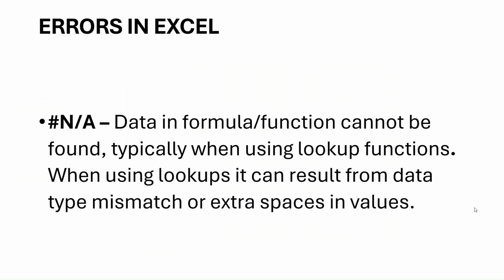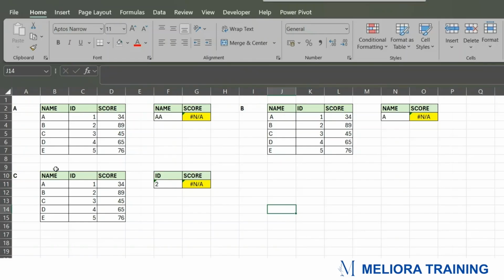The next error we're going to be looking at is the NA error, which is not available. So it typically occurs when data in a formula or function cannot be found. It typically happens when using lookup functions. And when using lookups, it can result from data type mismatch or extra spaces in values. Coming to the Excel spreadsheet, I have here three examples. These are all using VLOOKUP.